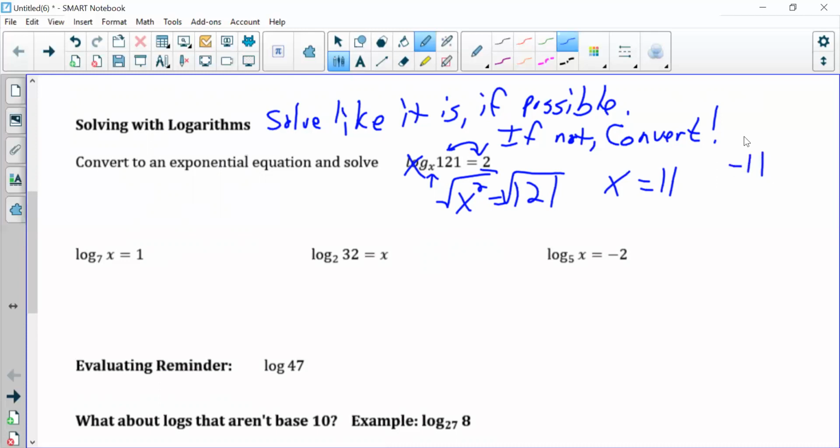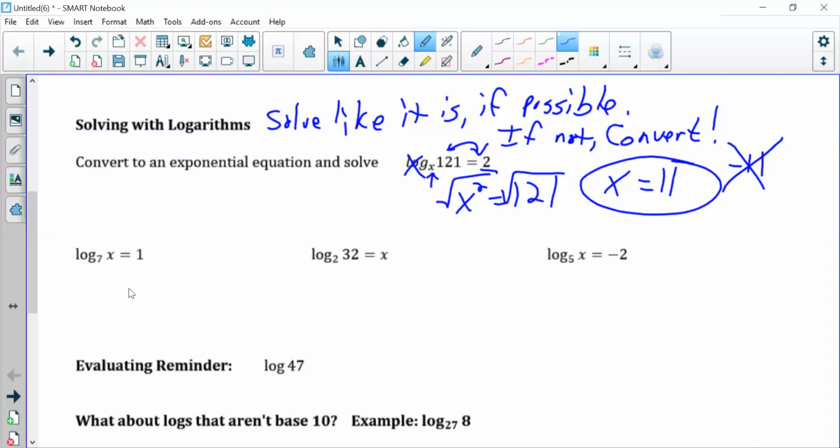But remember, from our last lesson, we said that our base cannot be negative. So this cannot be a negative number, our x. Our base cannot be negative, so we cannot have a negative number in this case. X equals 11. All right, next, the log base 7 of x equals 1.